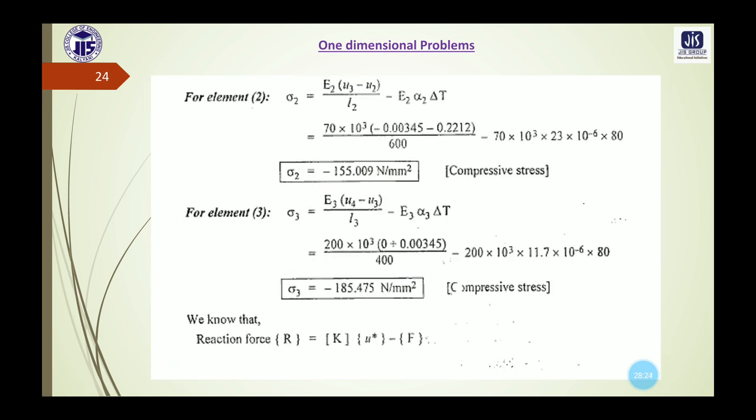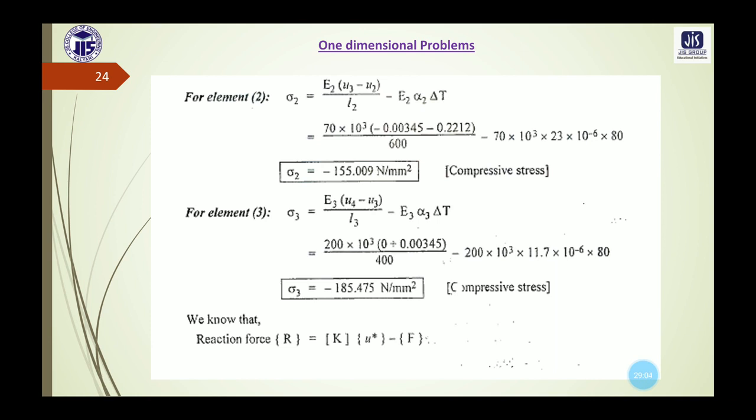So in a similar manner we can form the equation for the thermal stress in case of element 2 and element 3 respectively, and finally after putting the known parameter values we are getting the thermal stress value for element 2 as minus 155.009 Newton per millimeter square, which is a compressive stress, and the thermal stress value for element 3 as minus 185.475 Newton per millimeter square, which is also a compressive stress based on the sign of this thermal stress value.